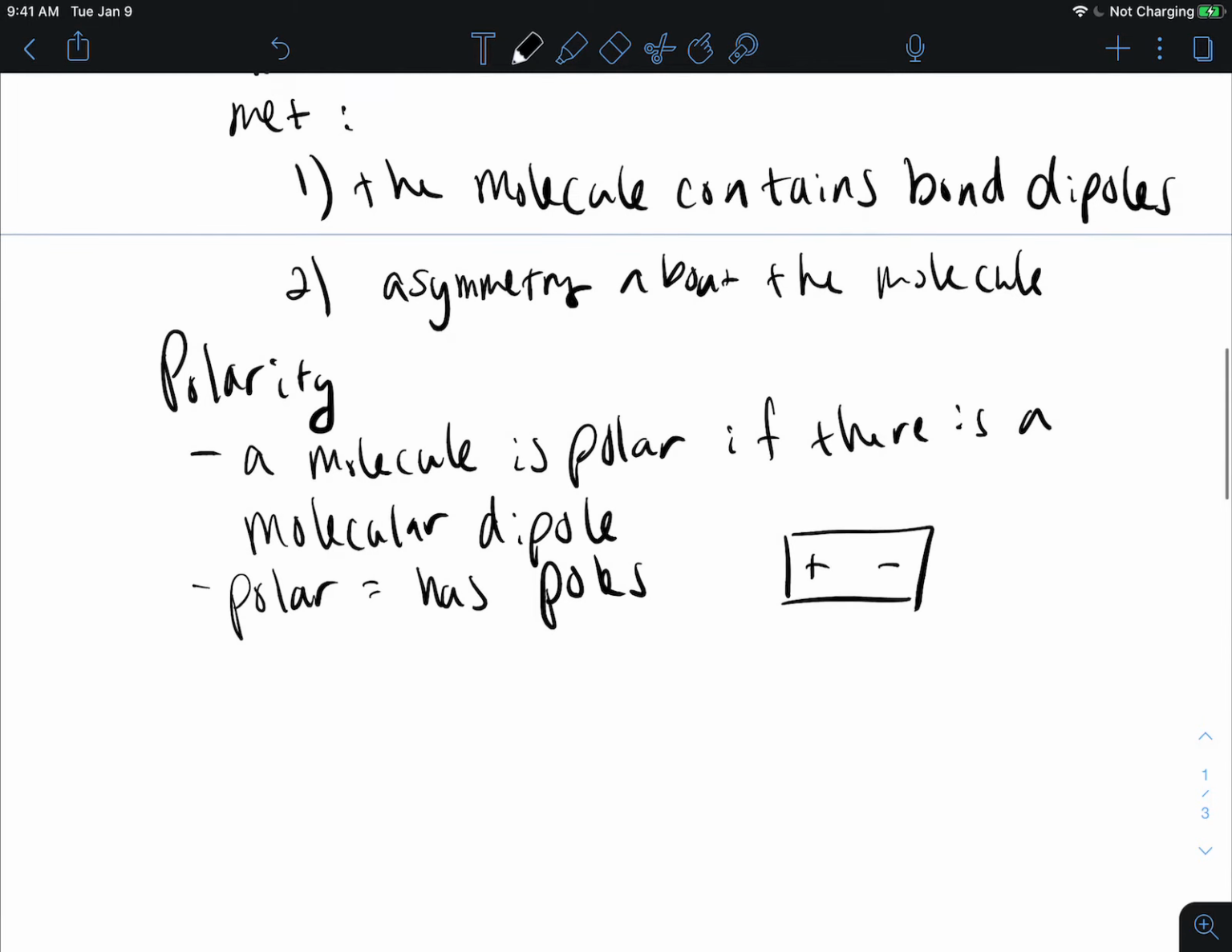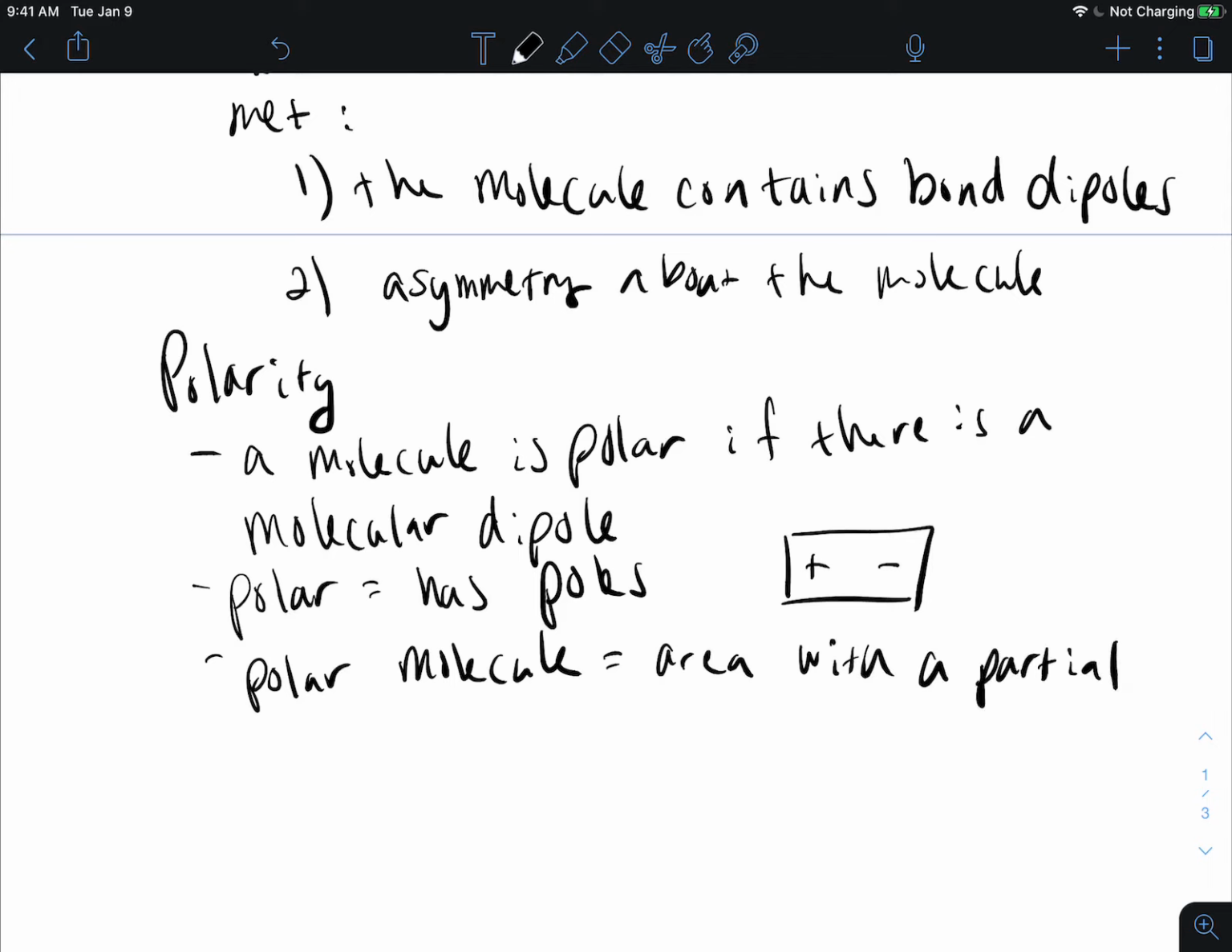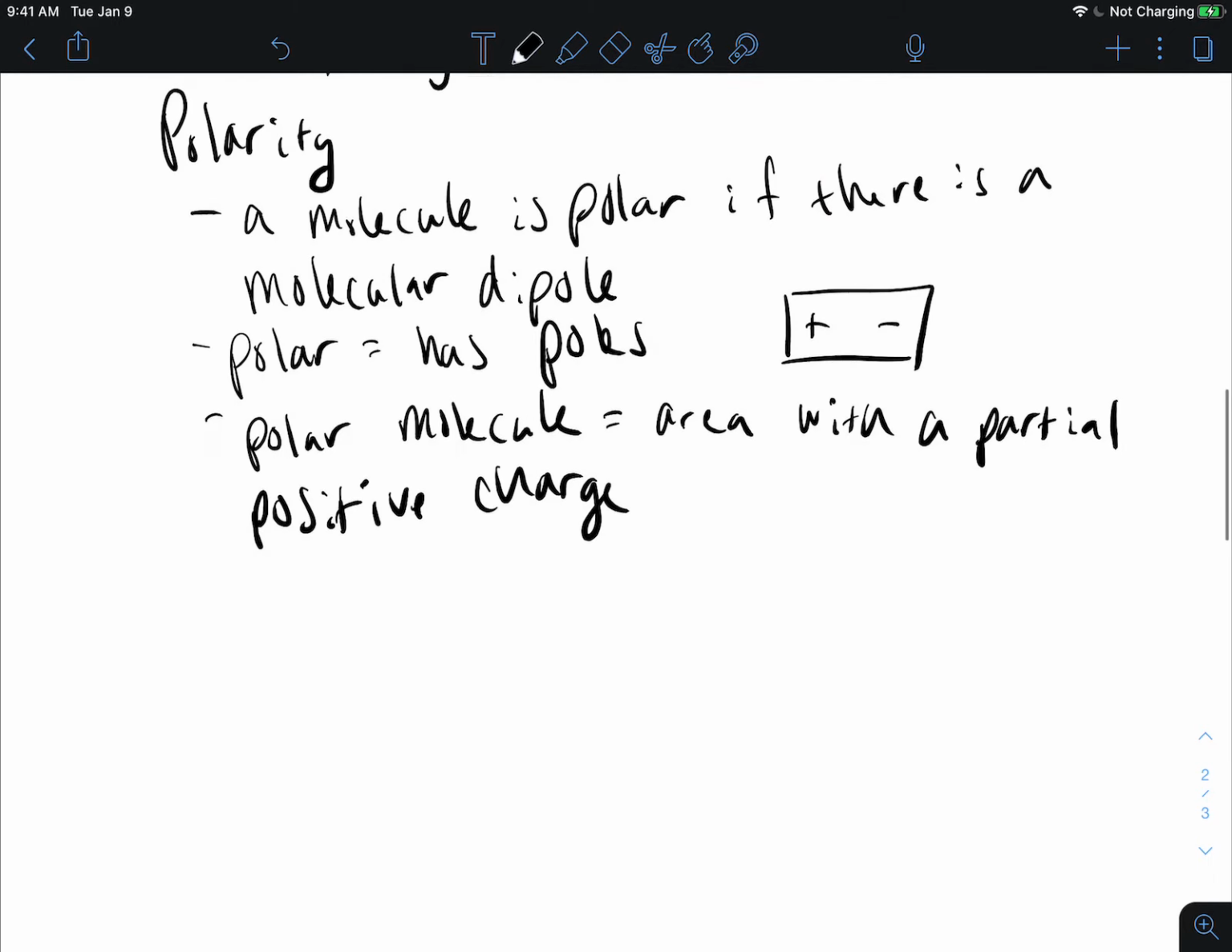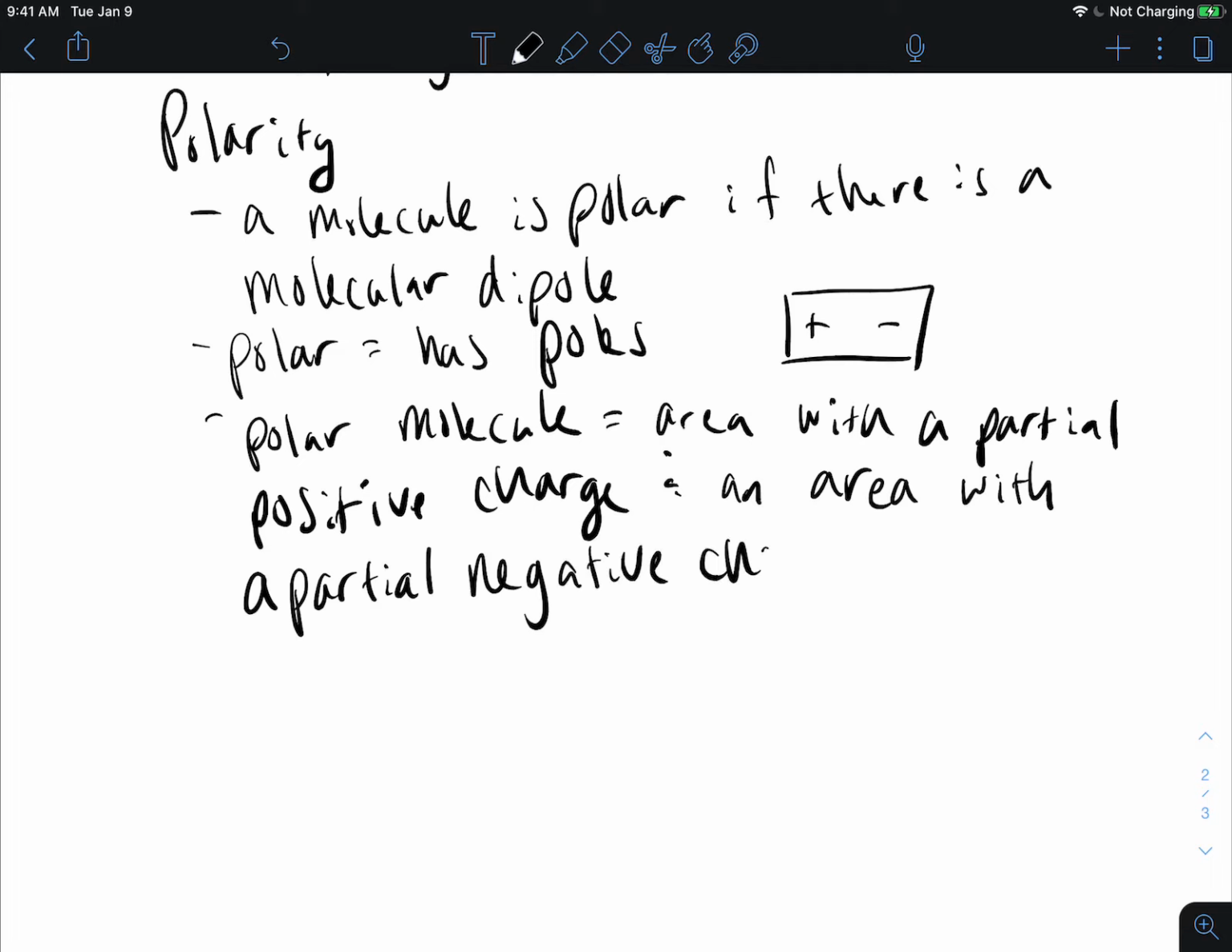So in the case of a polar molecule, there is an area with a partial positive charge, and there's an area with a partial negative charge. So generally, again, we're not looking at full charges here.